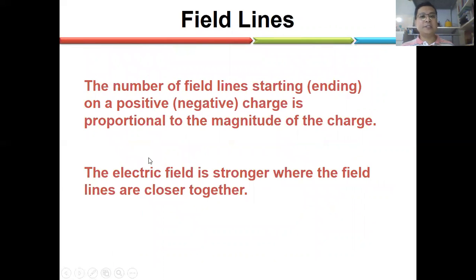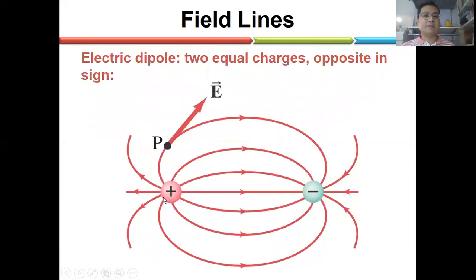The number of field lines starting and ending on positive and negative charges is proportional to the magnitude of the charge. The electric field is stronger where the field lines are closer together. This one is an example of lines of electric field between a positive charge and a negative charge. We call these lines electric field lines.